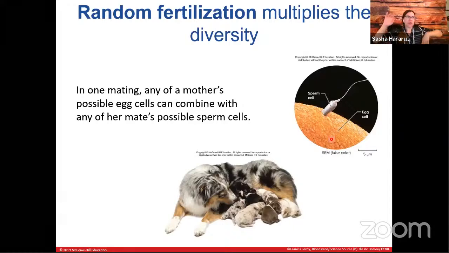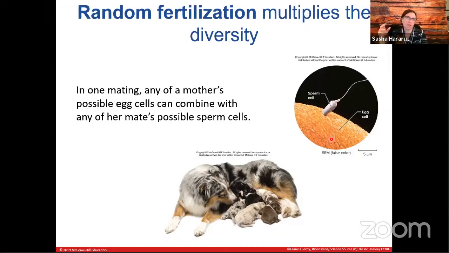So the third way genetic diversity is created, with the first way being crossing over and the second way being random assortment, is random fertilization. In one mating, any of a mother's possible egg cells can combine with any of her mate's possible sperm cells. In humans, there can be lots of sperm cells, but there's only one egg cell per month.